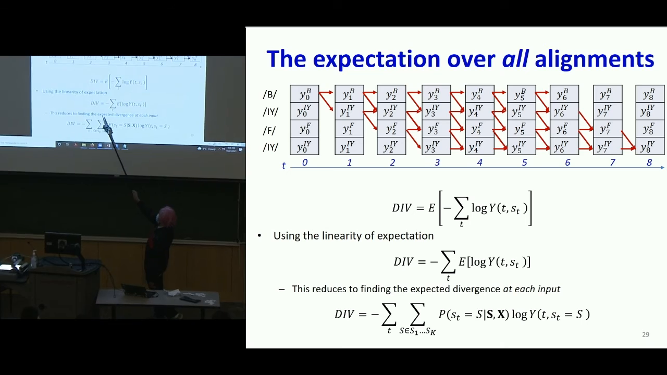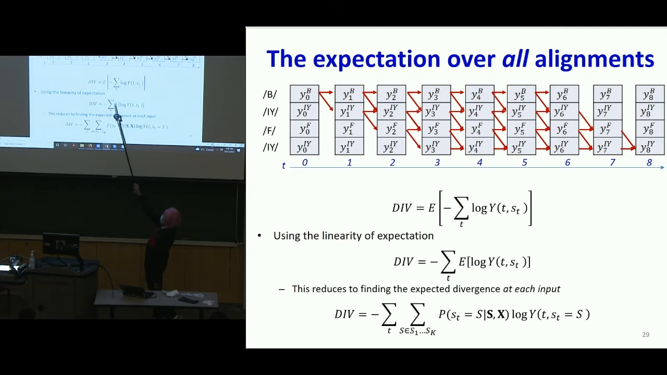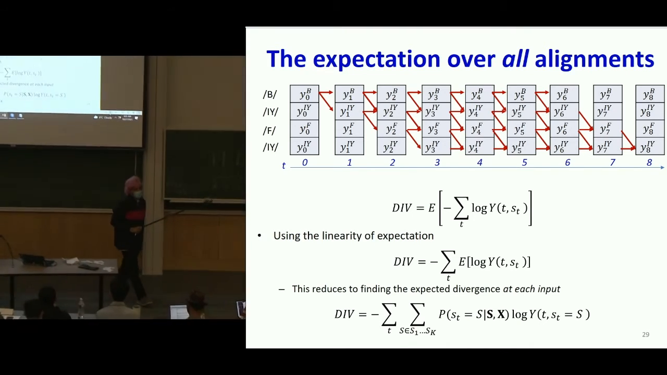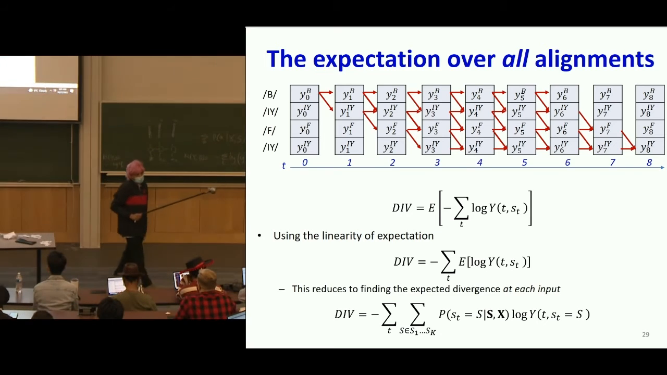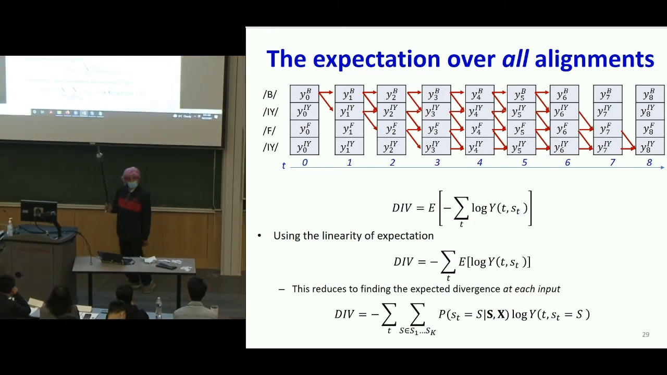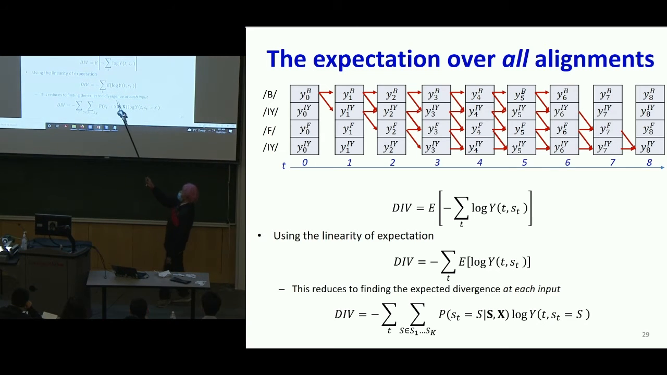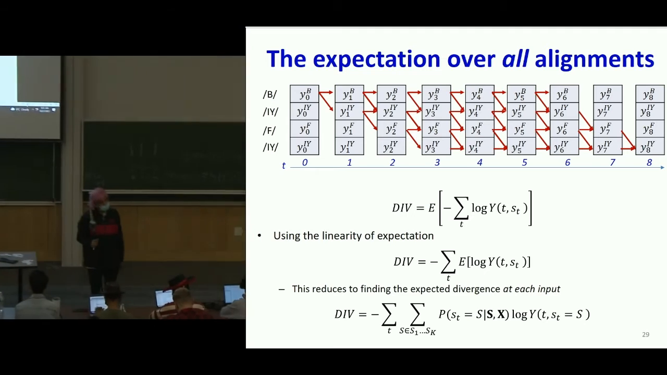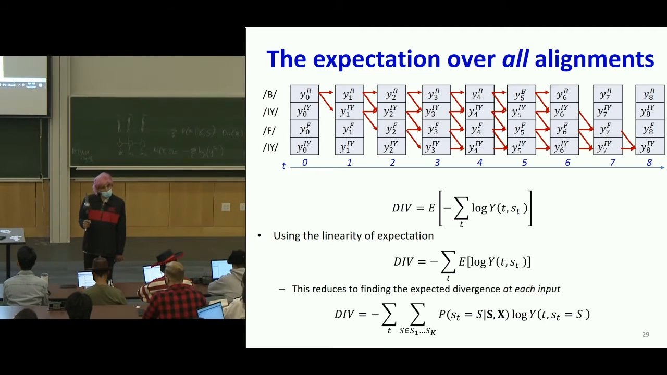But as was rightly pointed out, the expectation is a linear operator. So instead of saying the expectation of the negative sum of the log probabilities assigned to the symbols in the sequence, I can move the expectation inside the summation, and I'm going to end up with the negative sum over all time of the expected log likelihood of the symbols that are possible at that time.